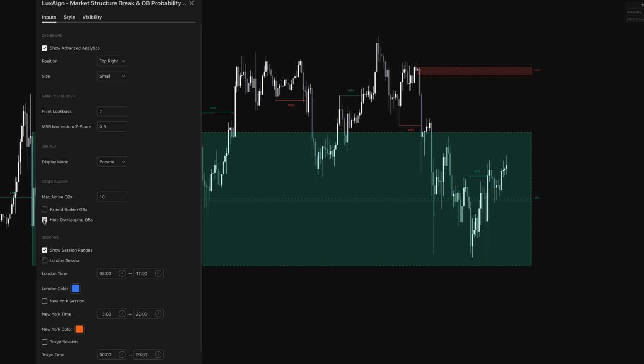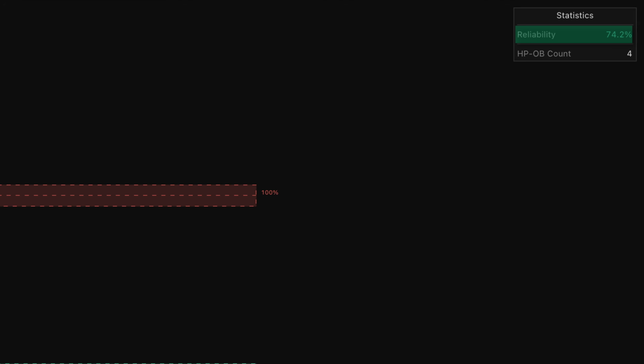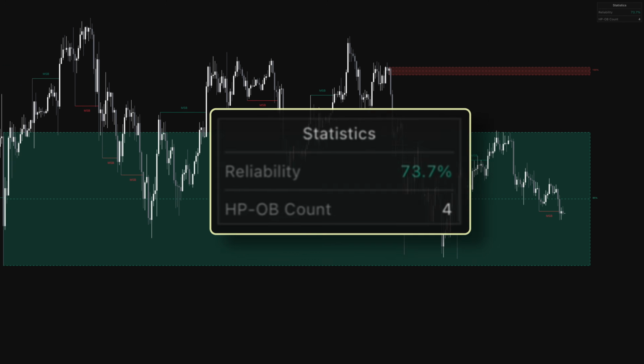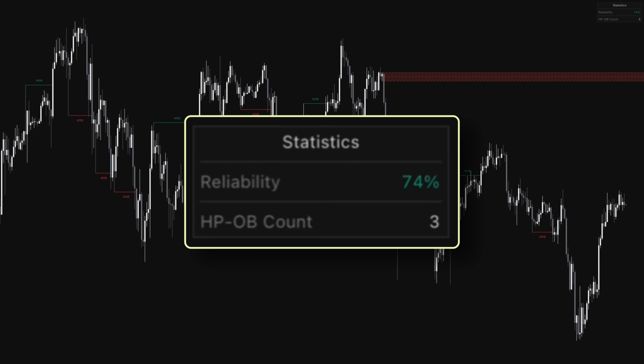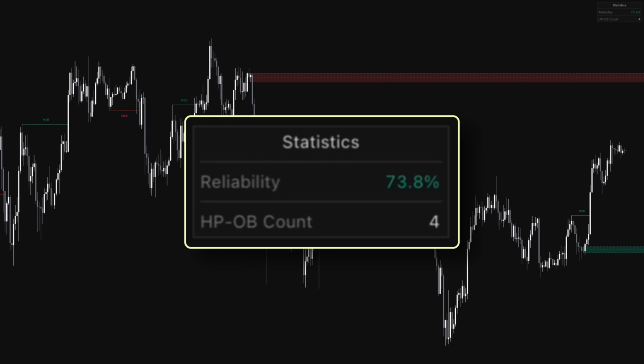The overlap detection option suppresses new order blocks that fall within the price range of an existing unmitigated block, preventing redundant zones from stacking in the same area during trending conditions. The dashboard shows a reliability percentage from the ratio of mitigated blocks to total blocks formed, and a count of currently active high-probability zones. If the reliability figure is climbing, a high proportion of order blocks are getting tested, which validates the detection methodology on the current instrument and time frame.